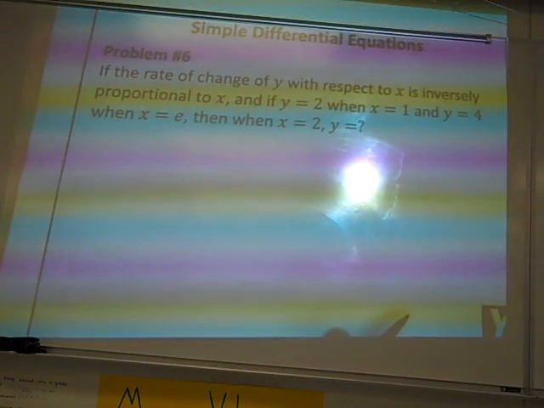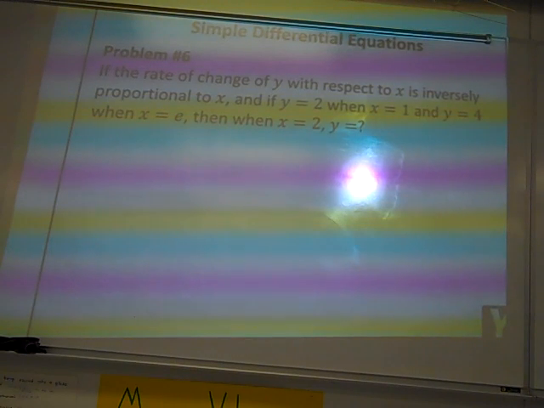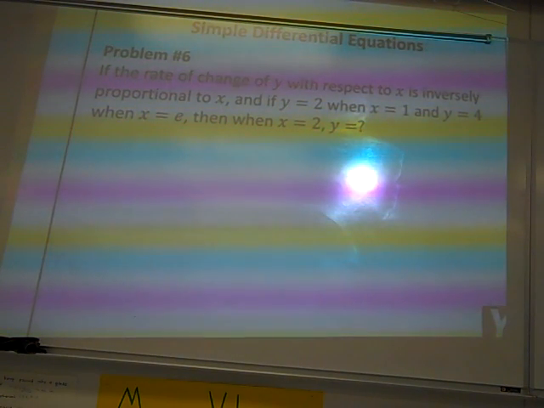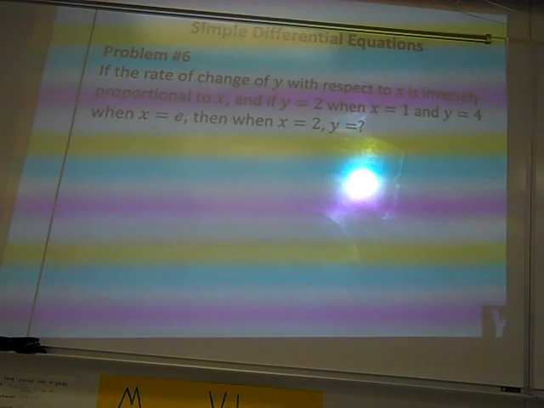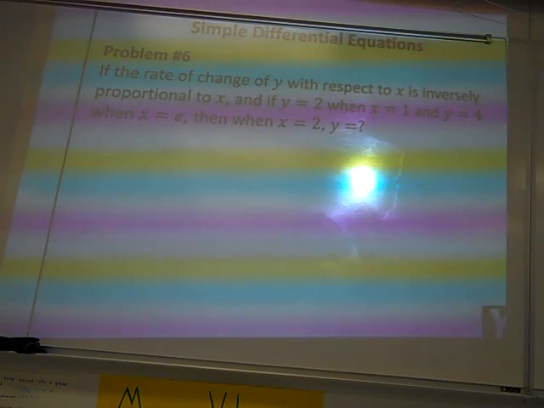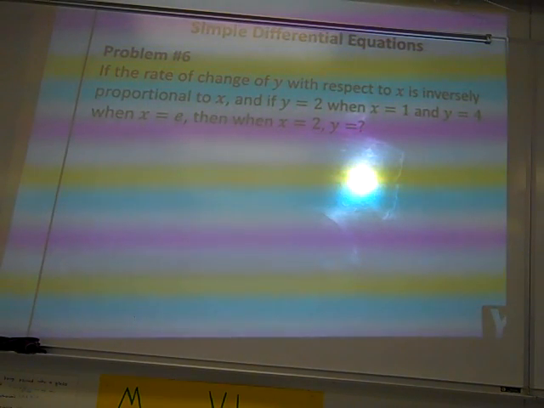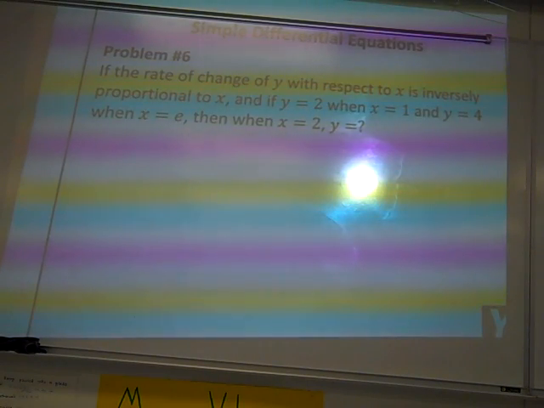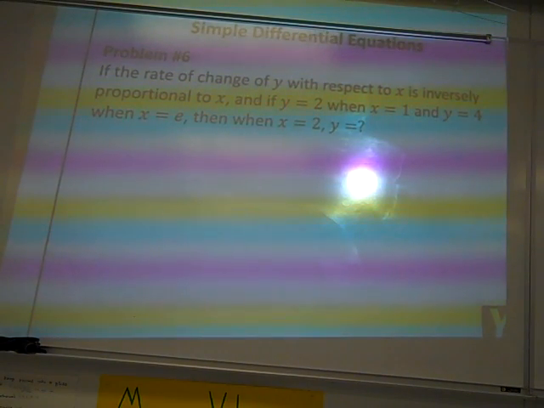All right, problem 6. If the rate of change of y with respect to x is inversely proportional to x, and if y equals 2 when x equals 1, and y equals 4 when x equals e, then when x equals 2, y will be equal to what? All right, let's take this apart here.